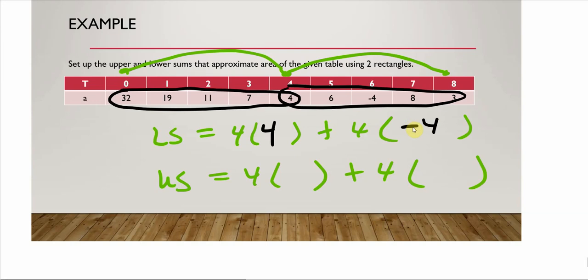For the upper sums, you're going to find the highest. Which one is the highest in that interval? Well, the highest is 32. And the highest in this interval will be 8. And that's it. That's how you set them up. Okay? And that concludes the video.